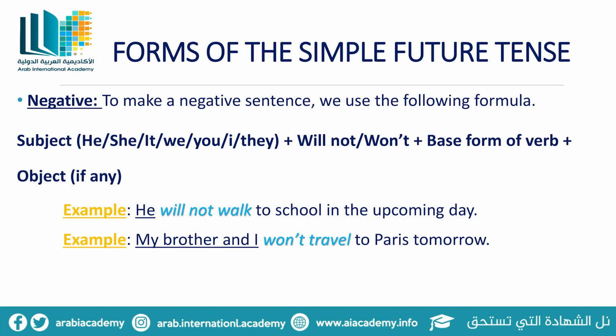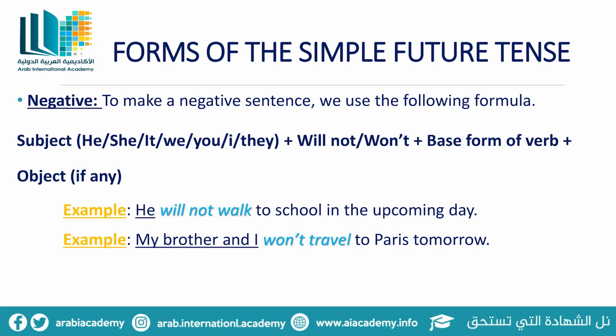For example, he will not walk to school in the upcoming day. He is the subject. We added will since the action will not happen in the upcoming day, in the future. Then we added not since we are writing a negative sentence. Then the base form of the verb, which is walk, and then the object. The upcoming day is the same as tomorrow, and shows an action that will happen or will not happen in the future.